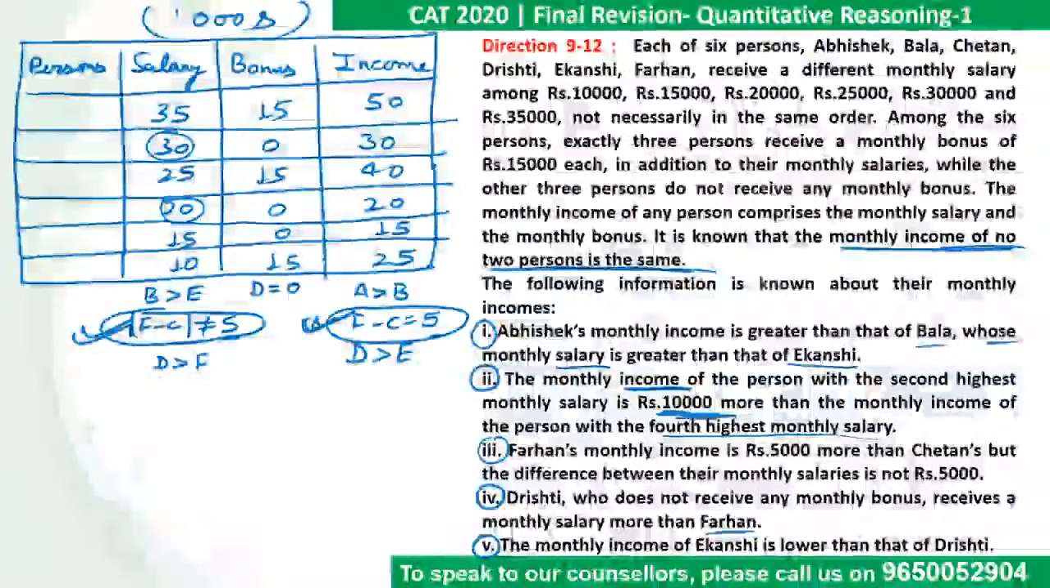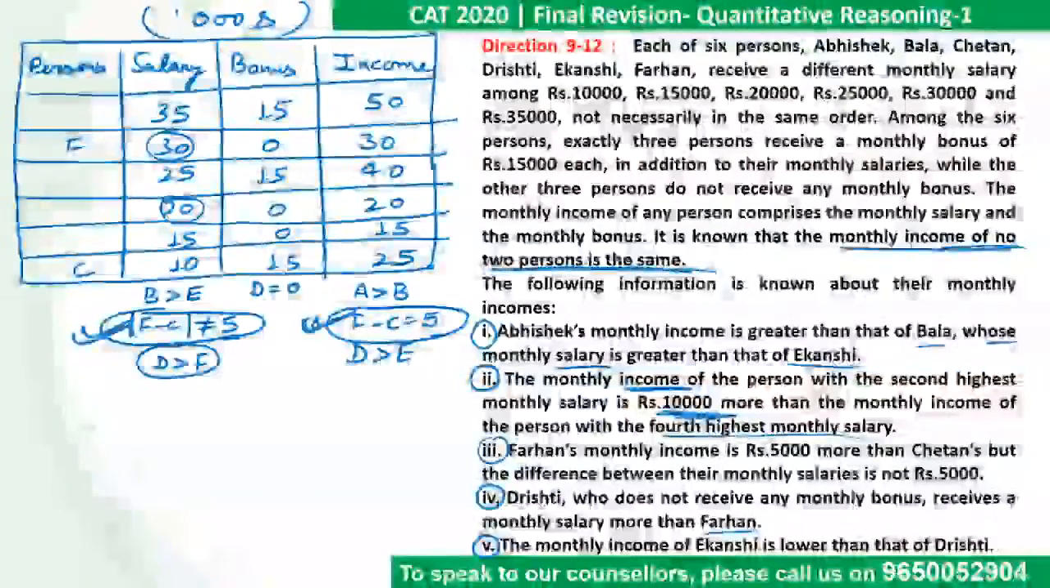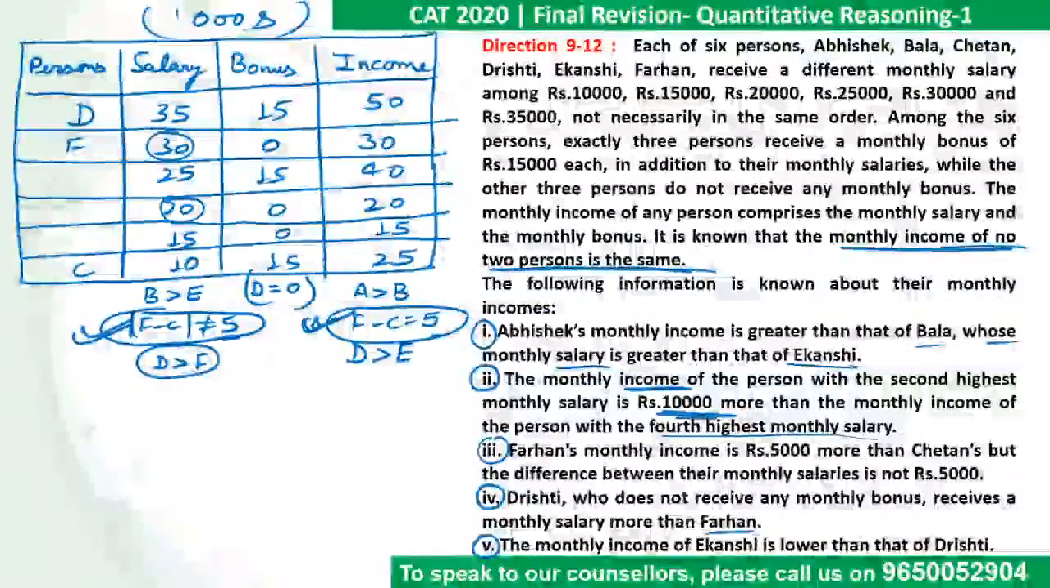By the way, we know in case of income, F minus C must be 5,000. So can I say one possibility is maybe F is 30 and C is 25. I'm just checking out this case. If income of F is 30,000, then income of C is 25,000. By the way, we know salary of D is more than the salary of F. So if salary of F is 30,000, D means Drishti, the salary of Drishti must be 35,000. But we also know that Drishti is not getting any bonus. But in this case, Drishti is getting the bonus. Not possible, right? So let's remove this case.